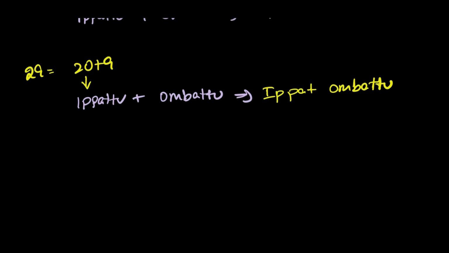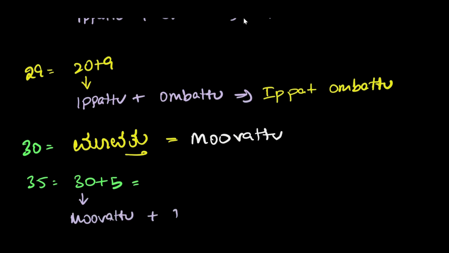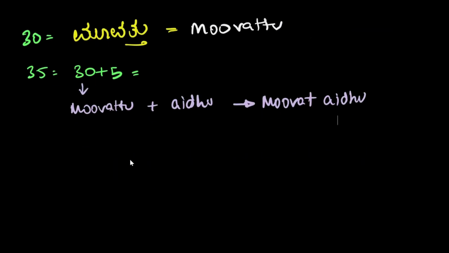Okay, so this is ಇಪ್ಪತ್ತು, 20 plus 9. Then what comes? 30, right? So 30 is nothing but ಮೂವತ್ತು. Okay, let me write it in English. Now tell me what is for 35? 35 is nothing but 30 plus 5, right? 30 is pronounced as ಮೂವತ್ತು. ಮೂವತ್ತು plus what is 5? ಐದು, right? So ಮೂವತ್ತು plus ಐದು, ಮೂವತ್ತೈದು. That's all.